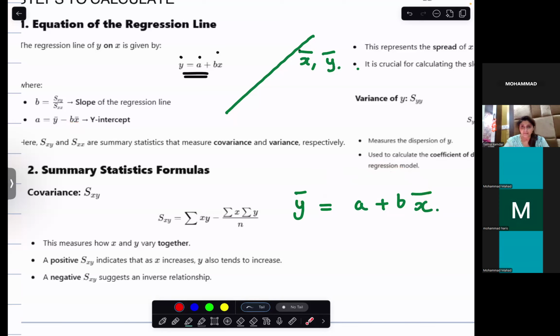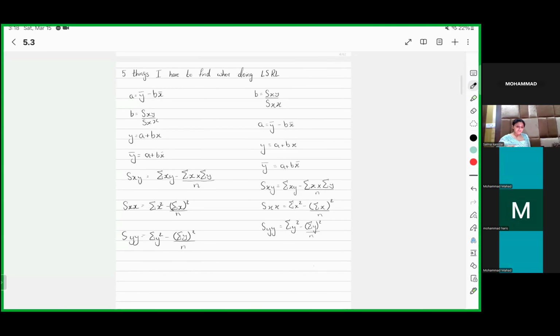I'm giving you 2 minutes to write the regression equation and how to find the regression coefficients. Write it so that you understand what I say later. There are 5 things that you need to find when you're doing LSRL, least square regression line. First, you write your regression equation, that is y is equal to a plus bx. Then you find your b first. B would be sxy divided by sxx.